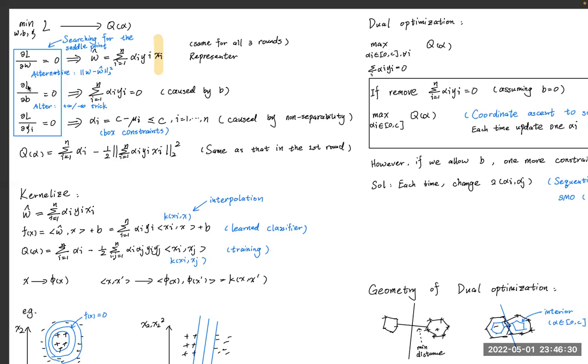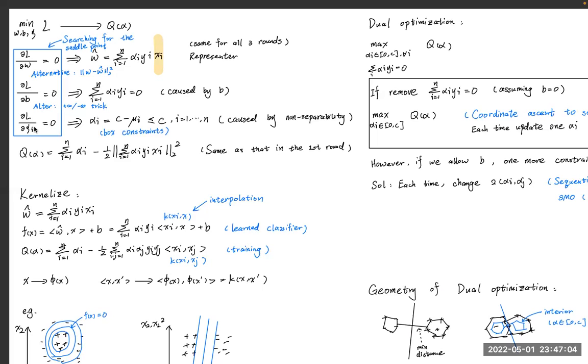And then the derivative of the Lagrangian with respect to b equal to 0 leads to this constraint, which is a single constraint, the summation of alpha I, yi equal to 0, which means for the positive examples, the sum of alpha I is the same as the sum of alpha I for the negative examples, because yi can only be positive 1 or negative 1. So this is a constraint caused by b.